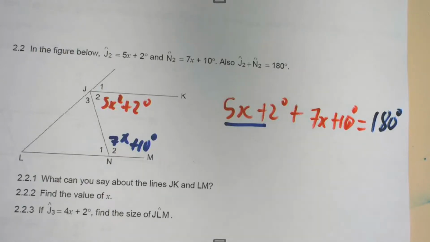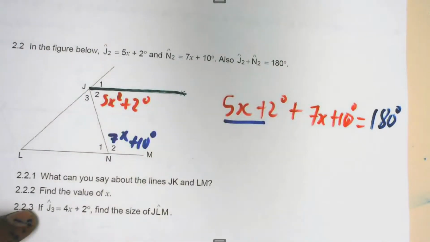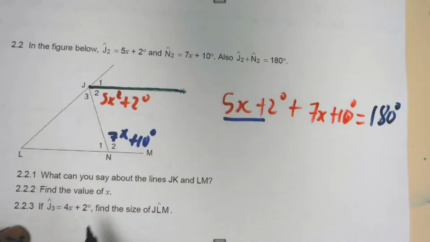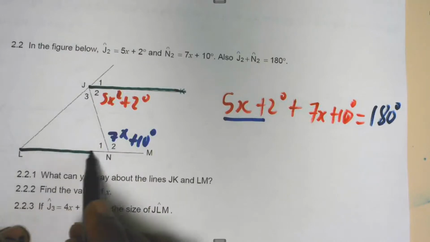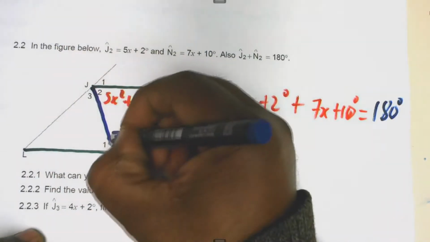That's the situation. Now, the first question is, what can you say about the lines JK and LM? What can you say about these lines? Let's see, the lines are here. Understand what's in front of you. You've got those two lines. You also have the transversal. Remember the transversal.